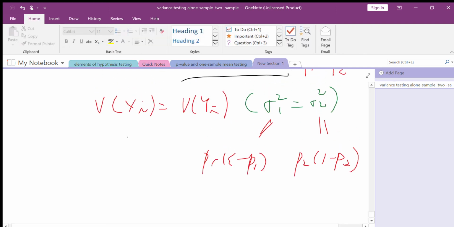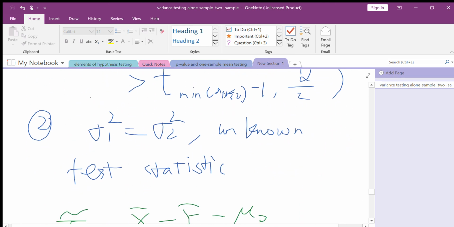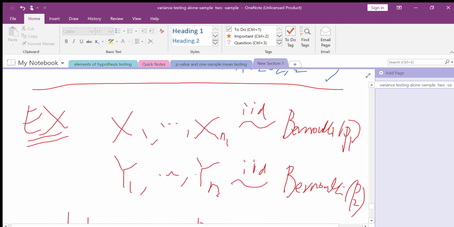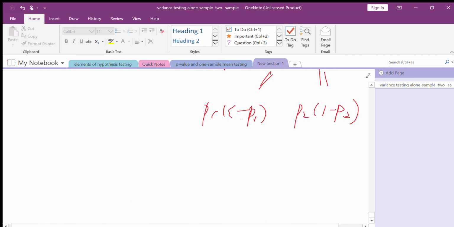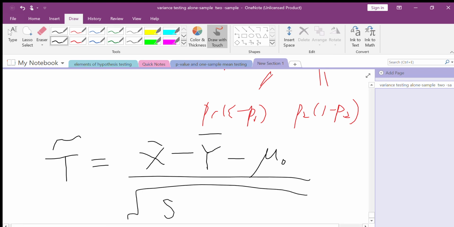What is case 2? Let's take a quick review. Case 2 is sigma 1 squared equals sigma 2 squared, unknown. The test statistic is T tilde. Let's see how to compute T tilde in this case. T tilde is x bar minus y bar minus mu null, divided by the square root of S pooled squared times 1 over n1 plus 1 over n2. This is what T tilde is.